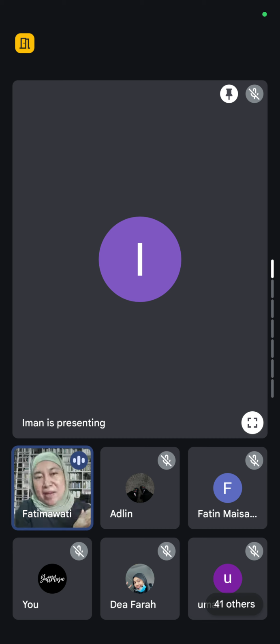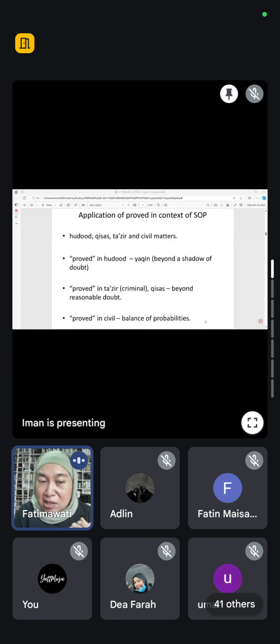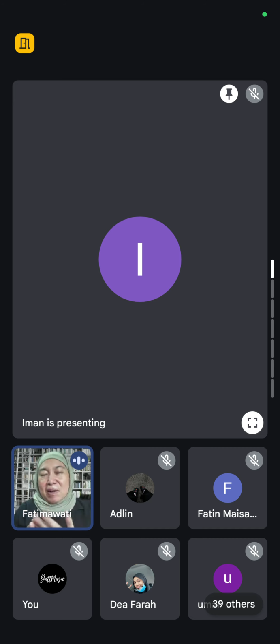100%. Itu tahap yakin. So, dia punya level is beyond a shadow of doubt. Okay. So, kalau dalam kes-kes takzir ke kes-kes kisos, proof, maknanya standard of proof dia adalah beyond reasonable doubt. There can be some doubt, reasonable. Okay. Last sekali, in civil cases adalah proof maksudnya on the balance of probabilities. Okay. So, 3 level yang kita faham.